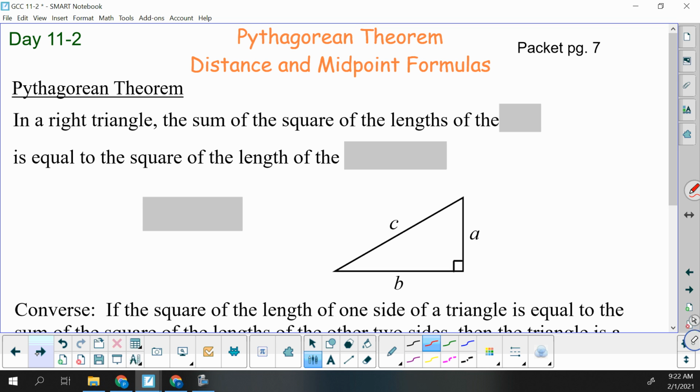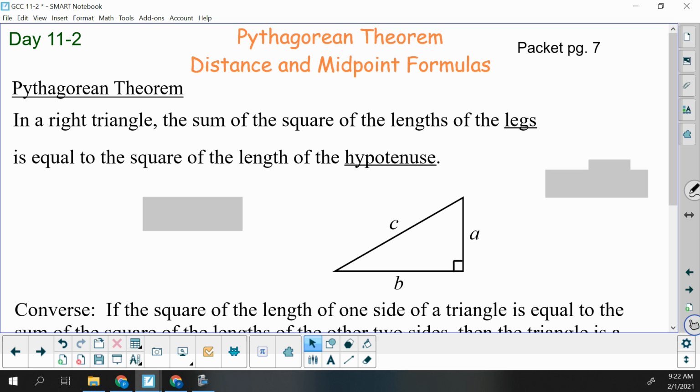Today's focus, we're going to do Pythagorean theorem, distance formula, and midpoint formula. So Pythagorean theorem you should have seen in middle school. It is used in a right triangle, and the sum of the square of the length of the legs, the non-hypotenuse sides, is equal to the square of the length of the hypotenuse. So you can fill those in where those gray boxes were. And then this gray box, you've seen this before, a squared plus b squared equals c squared, where c represents the hypotenuse.